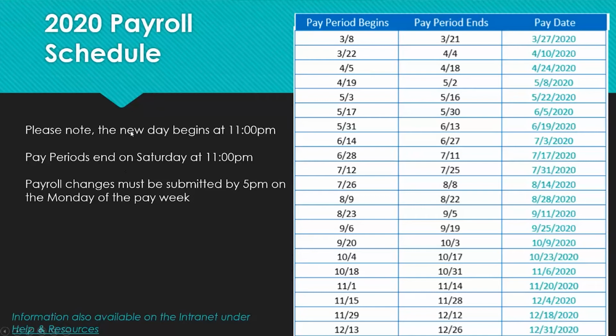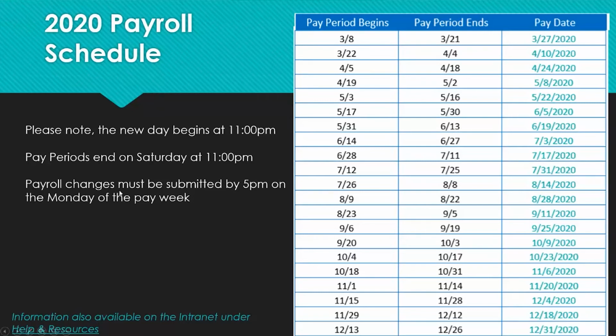So you just want to note that a new day here at Special Tree begins at 11 p.m. rather than midnight, and pay periods always end on a Saturday at 11 p.m. So whichever day is showing underneath the pay period ends, that is going to be at 11 p.m. on that day. So at 11:01, that will start the next pay period.